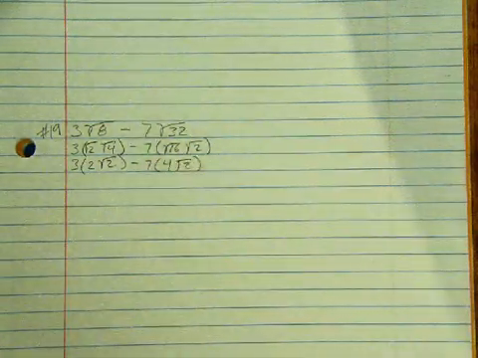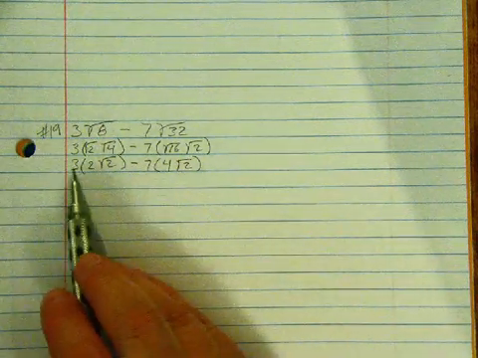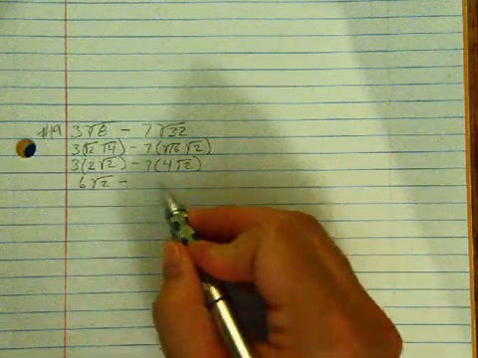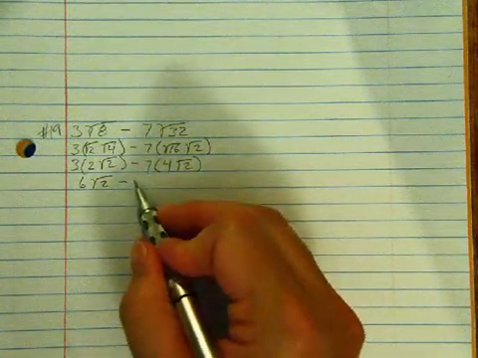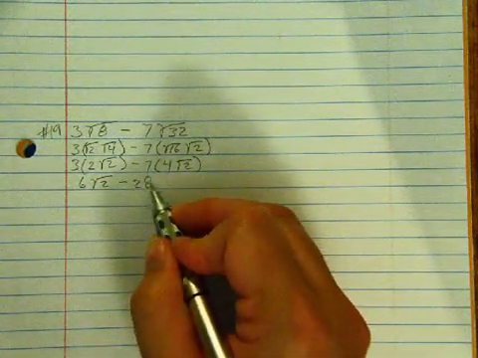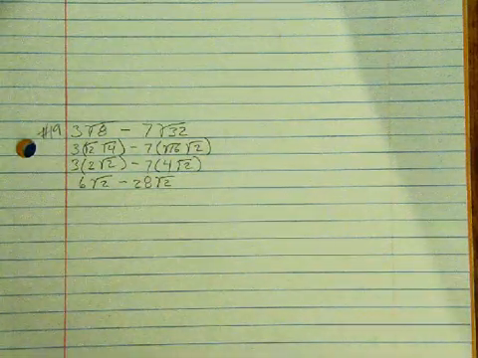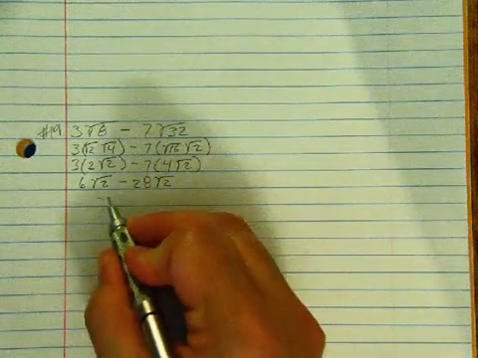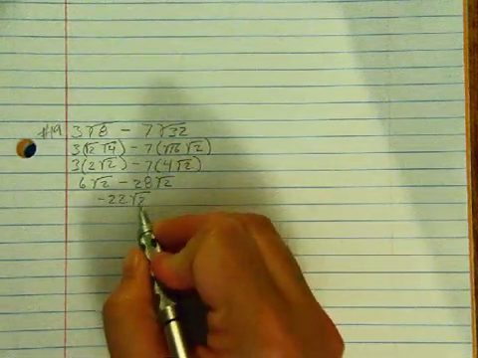So again, just like we were doing on one of the other problems, 3 times 2 is 6. 7 times 4 gives us 28. Now we have the same square roots, so we're going to take 6 minus the 28, which gives us a negative 22, and the square root of 2.